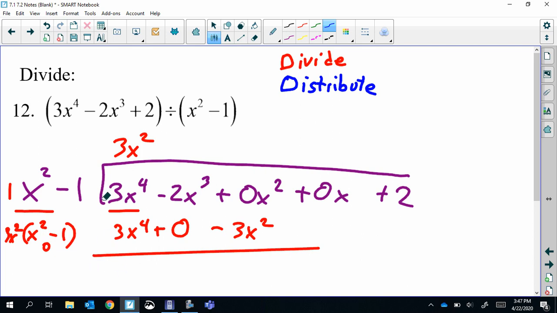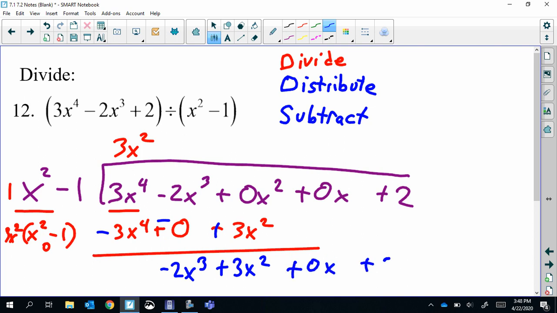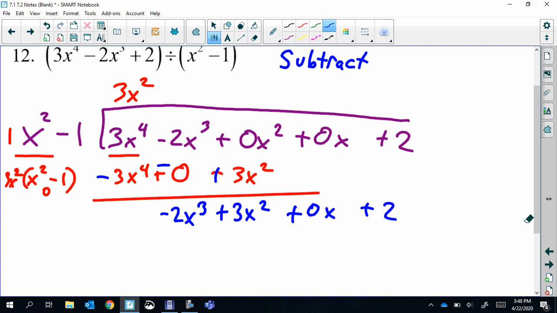And now we're going to subtract. So subtracting a negative turns that to plus. And now finishing the subtracting here is 0. This would be negative 2x cubed plus 3x squared. I like to continue the rest of it all the way out to the end. That's it. That's our first step. We repeat those same 3 steps. DDS. Divide, distribute, subtract.